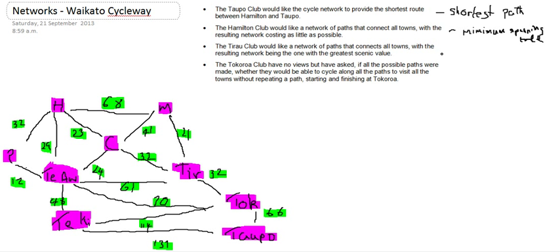And TRL want it to be the same thing, where it connects all the towns, but the greatest scenic value. That's the opposite of minimum spanning tree. That's a maximum spanning tree. Now, if you watch the video about minimum spanning tree, you'll know a maximum spanning tree is exactly the same, but instead of crossing out the largest number each time, in a maximum spanning tree, you cross out the smallest number every time.